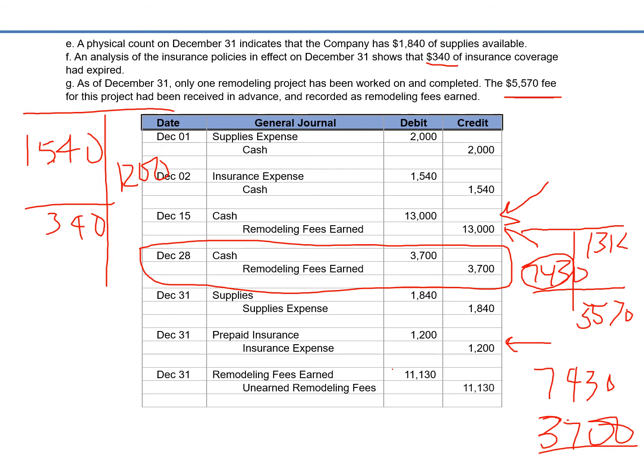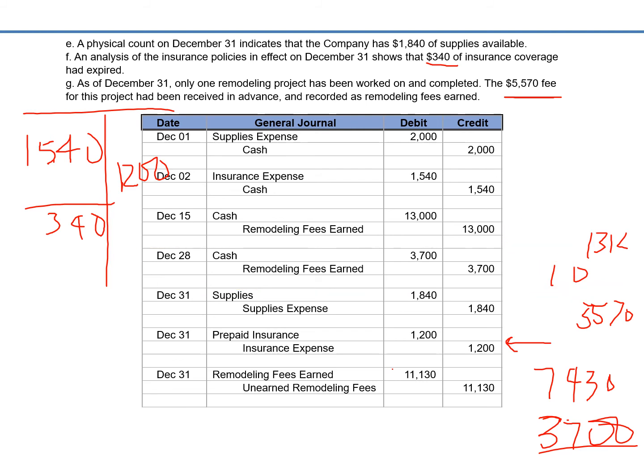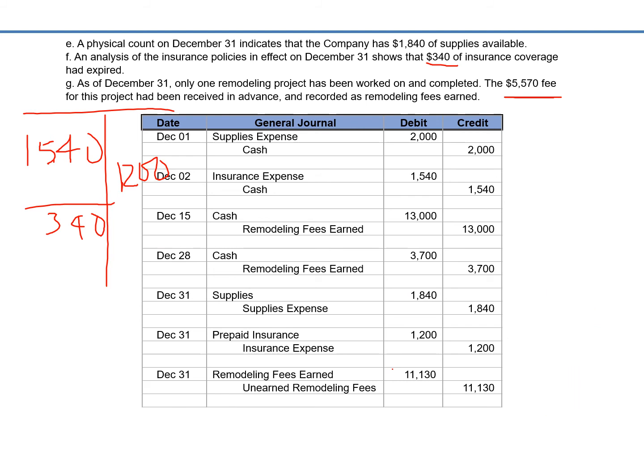And putting an unearned remodeling fees liability on our books. So let me just review that again since I led you astray here for a minute. As of December 31st, only one remodeling project had been worked on and completed, and the fee for that was $5,570. So let me erase all of these here. That means of the two different jobs that we recorded, both on December 15th and December 28th, only $5,570 should be recognized in revenue. The rest of it should be in unearned revenue.